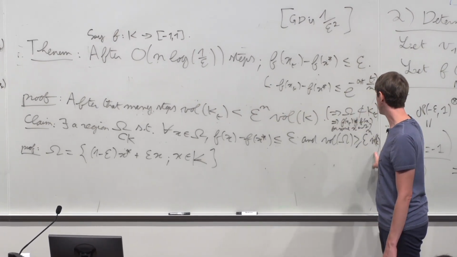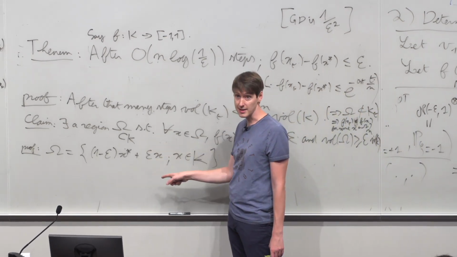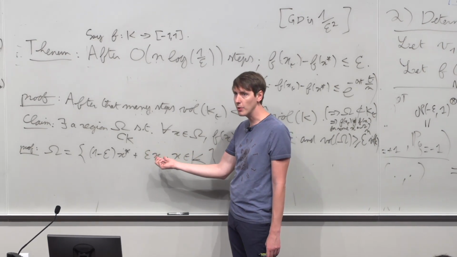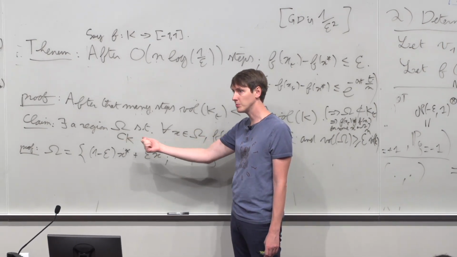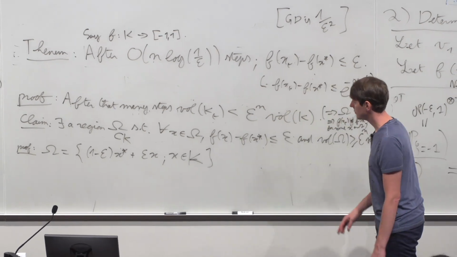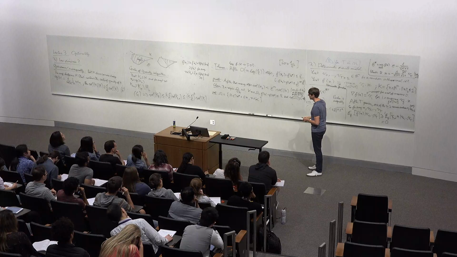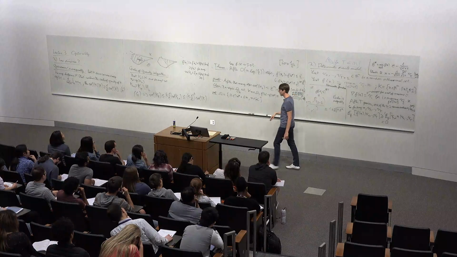The volume is bigger than epsilon to the n times the volume of K. This is because I have epsilon times x, so I can just do a change of variable, and I get the epsilon to the n that comes out in the volume computation. Okay, that's the proof. Any question on this proof?